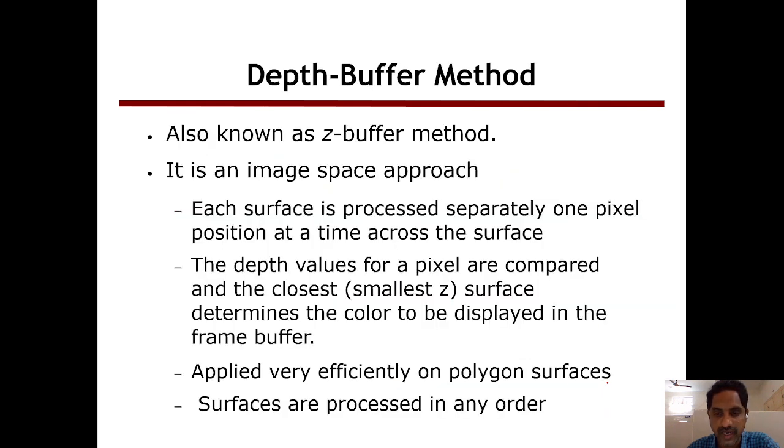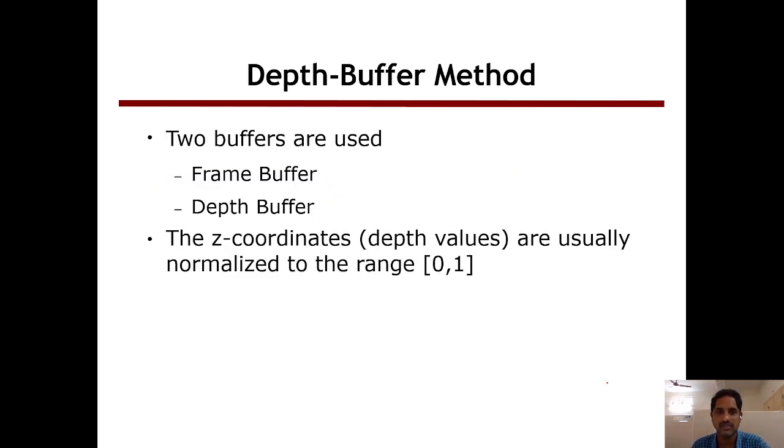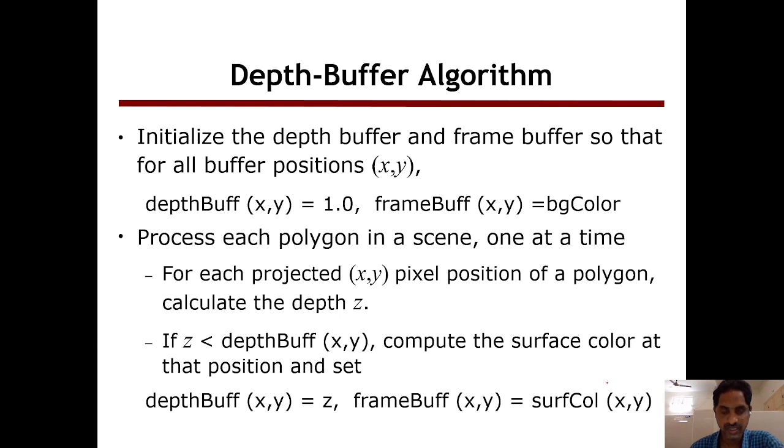In the depth buffer, we can identify the closest surface for a given frame buffer. Here, you can store the values using two buffers: the frame buffer and the depth buffer. In the depth buffer, we are storing the depth values of the particular area. In the frame buffer, we are storing the intensity values of the particular surface. Initially, the depth buffer is equal to 0 or 1. Whenever z is less than the depth buffer, it will assign the z value, and the frame buffer will be the surface color of x, y.